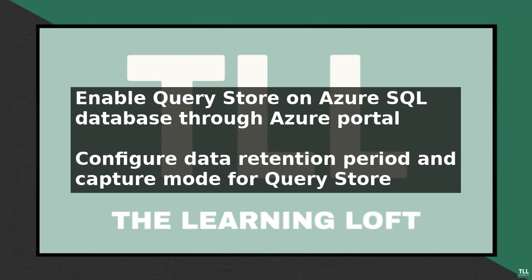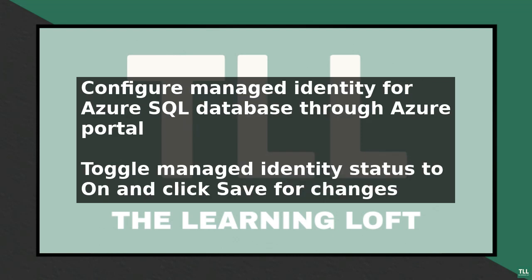Next, you need to configure the managed identity for your Azure SQL database. Managed identity allows your database to authenticate to other Azure services without having to use credentials. To set up managed identity, navigate to the Azure portal, select your database, and click on the Identity option under the Settings section. Then, toggle the status to On and click Save.